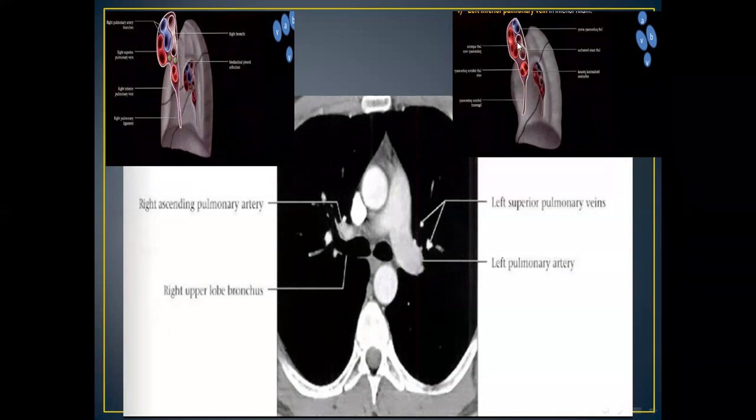And most posteriorly is the artery, which lies superior-posterior. It will be first superior and then posterior. So this is the artery. So in the right lung, the relationship is VBA: vein, artery, and bronchus. In the left, we have VBA: vein, bronchus, and artery.